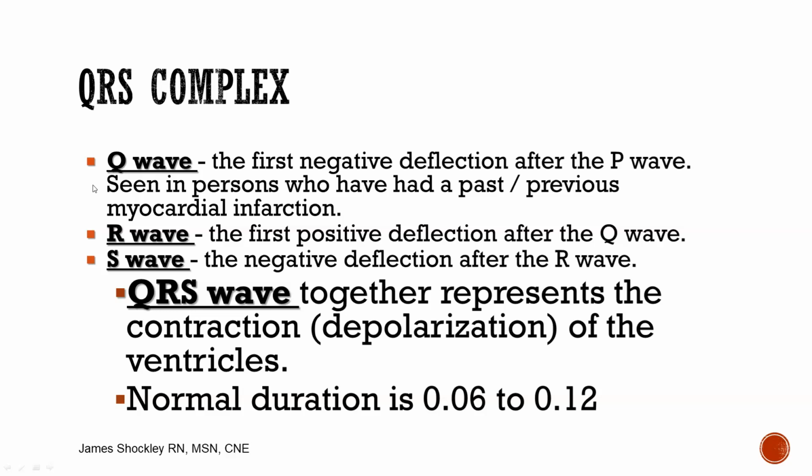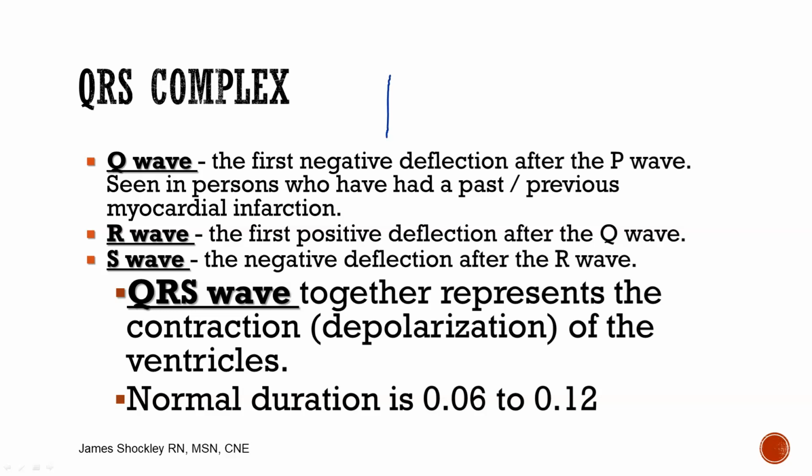So now we've taken care of the P, we've taken care of the PRI, we've looked at the R to R. Q waves, we've said that simply means there's some sort of cardiac history. If they don't have a Q wave, it's still called the QRS complex. The R wave will be that first deflection after the P or after the Q, depending on if you have one. It doesn't matter if it goes up or down. It's just one part of the QRS complex.